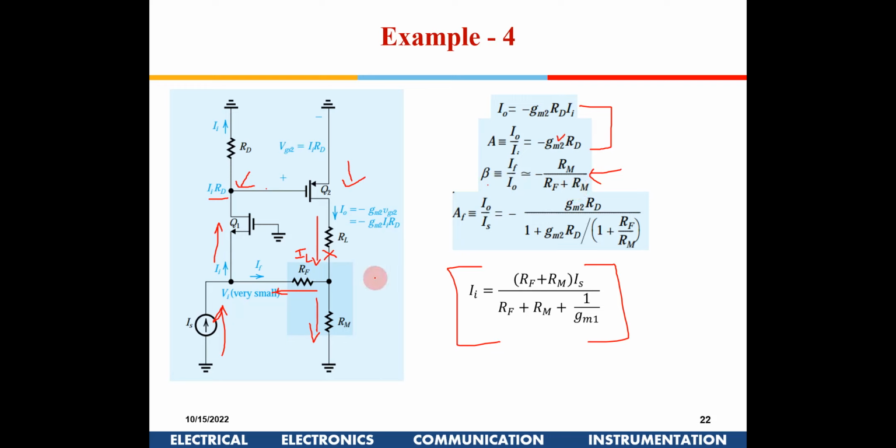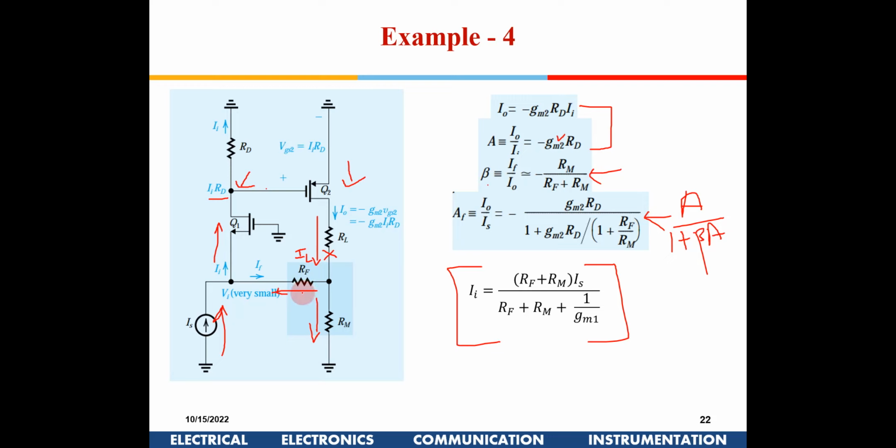Yes. Okay. Now, after A and beta, I just write this equation, right? This is A divided by 1 plus A beta. Then this one. Okay. Is it okay till here?